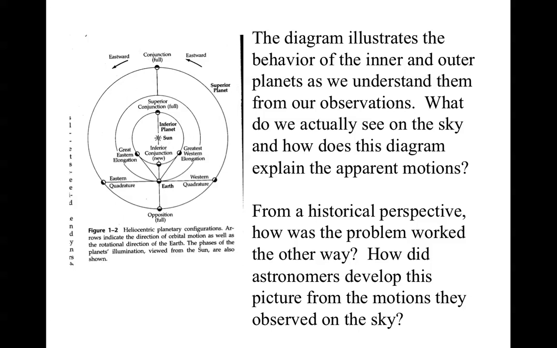This diagram illustrates the behavior of the inner and outer planets as we understand them from our observations. But this is a bird's eye diagram of the solar system. Of course, what Kepler was working with were simply measurements of positions in front of different stars at different times of night. So what we really need to know is how the problem was solved the other way. How did astronomers develop this picture that we see here from the actual motions observed on the sky?